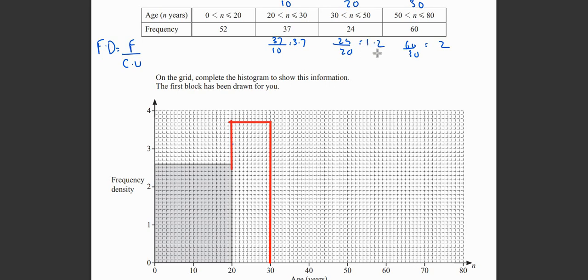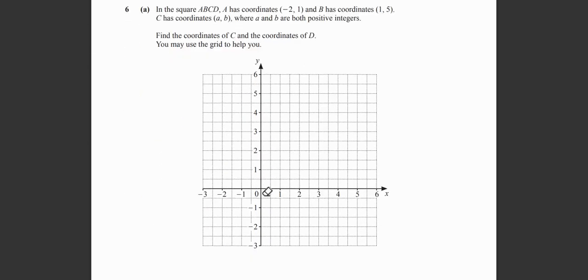Next, you have 1.2, all the way up till 50. 1, 1.1, 1.2, all the way up till 50. And then you have 2, all the way up till 80. So you have 2 from 50 to 80. So that's how you guys have to make a frequency density diagram. All right. Now I am erasing it. Moving on to the next question.